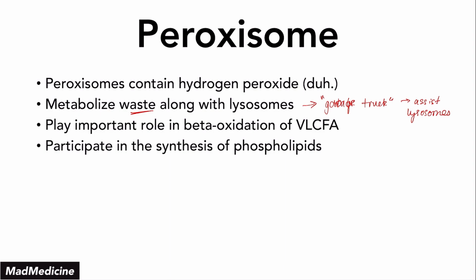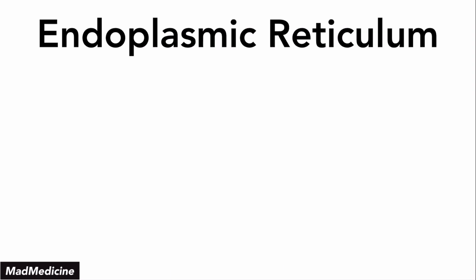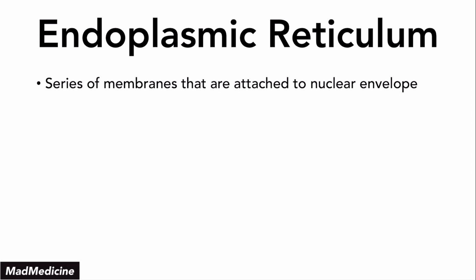Let's move on to the endoplasmic reticulum, one of the most confusing of the organelles, but also one of the most important ones that you need to know. And we're almost done with this lecture, so just hang in there. So the endoplasmic reticulum is a series of membranes that are attached to the nuclear envelope. So essentially, remember, this is your nucleus right here. You have these little pores in the nucleus, right, in the nuclear envelope or the nuclear membrane. So let's draw it like this.